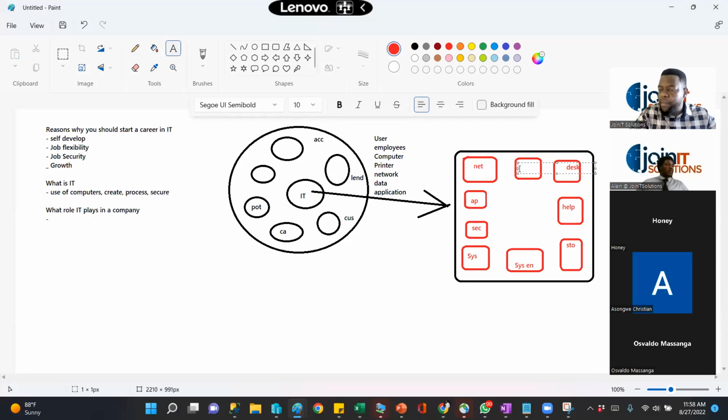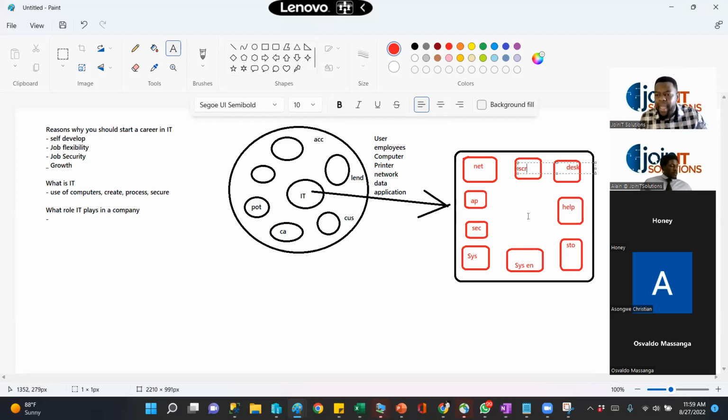IT management, like Scrum Masters and all of that. You can have them. So these are the departments, or the various teams, that make up your IT environment. And the IT environment now is what? The integral part of a company.